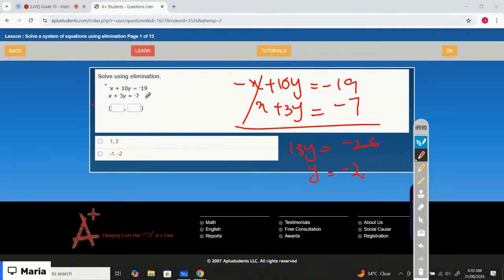Let's just put it in the second equation. x plus 3y, with y as negative 2, equals negative 7. So x equals negative 7 plus 6. So that would be negative 1. So x equals negative 1. So the correct option is negative 1 and negative 2. So option number 2 is the correct option, right? That is negative 1 and negative 2.